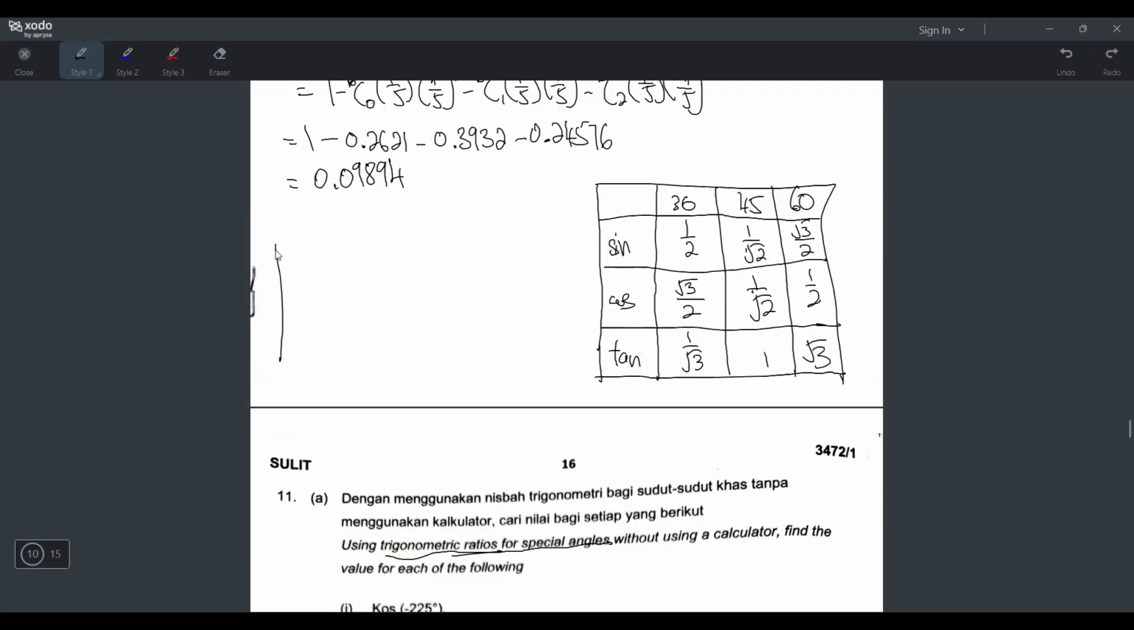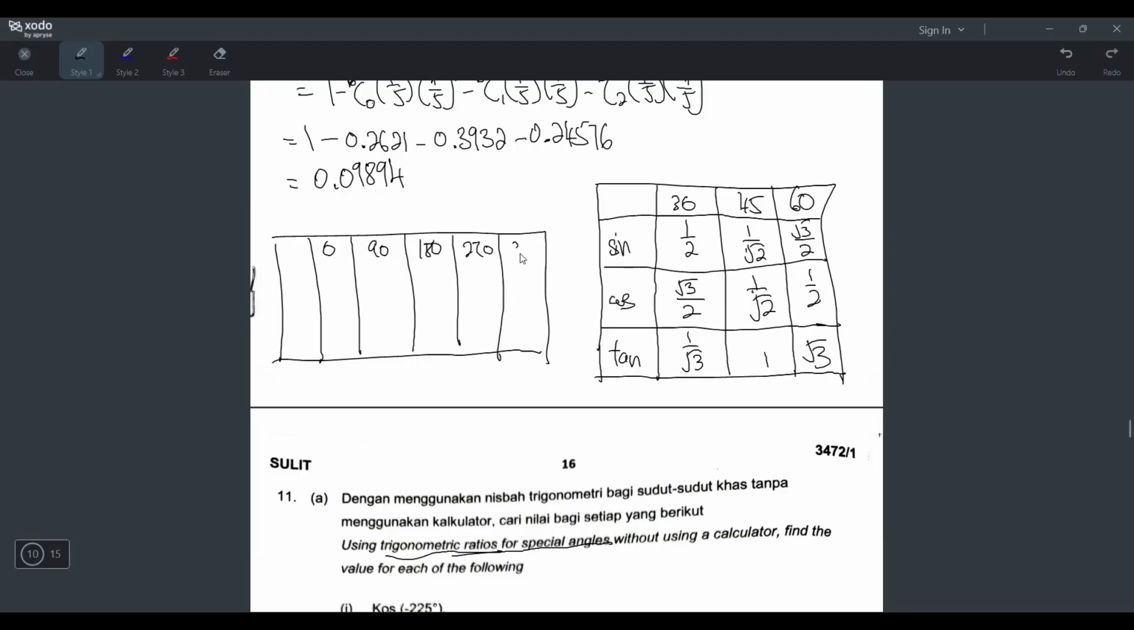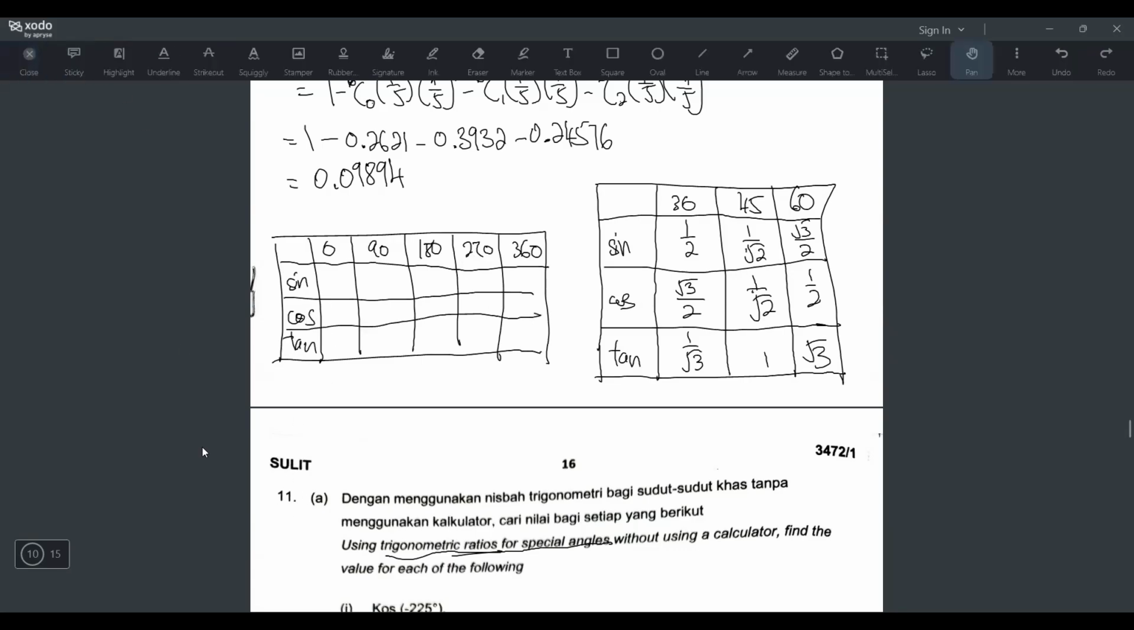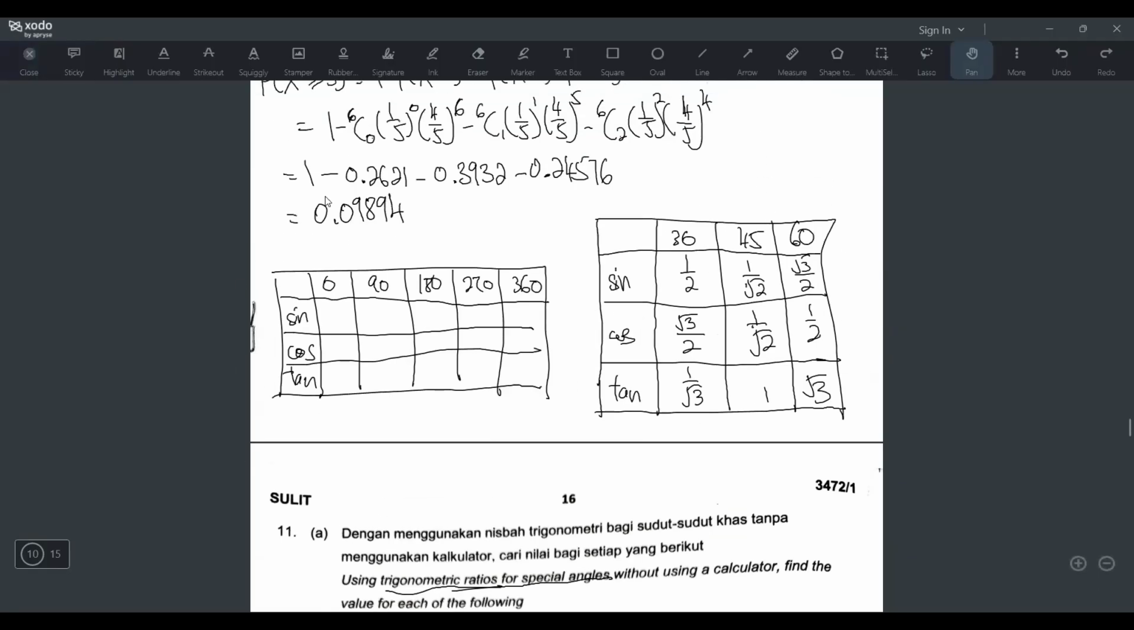Actually, there's another table that you need to know, which is for 0, 90, 180, 270, 360. This is another table that I ask students to memorize. I'm not sure if this question uses this table or not. I feel like for question 11 here, they only use the first table, but it's okay, I'll write it for you also.